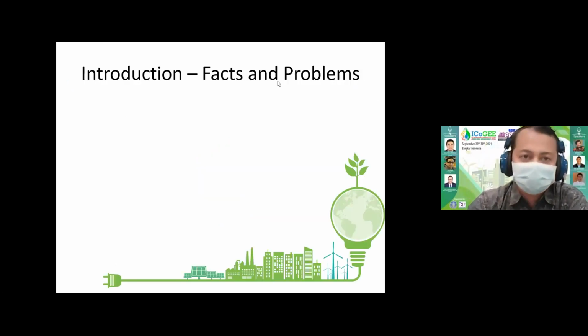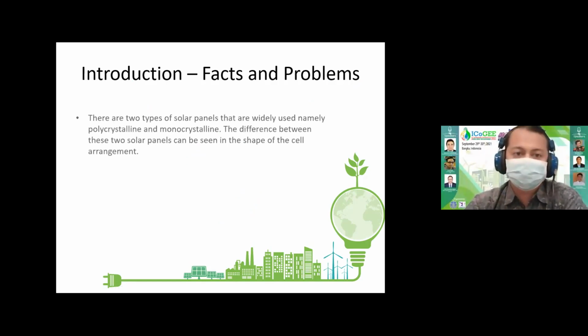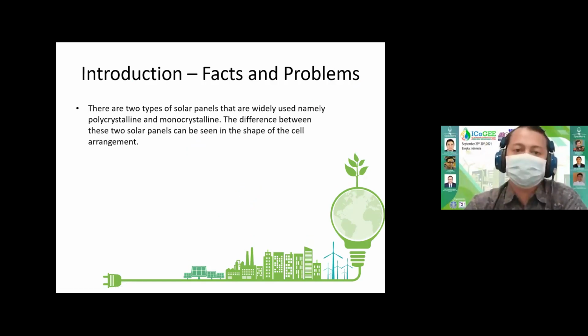Introduction, facts and problem. There are two types of solar panel that are widely used, namely polycrystalline and monocrystalline. The difference between these two solar panels can be seen in the shape of the cell arrangement. The function of these two panels is the same.